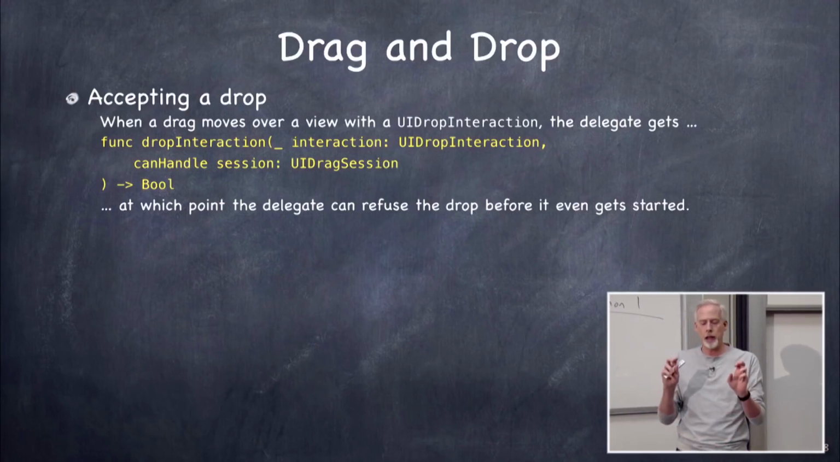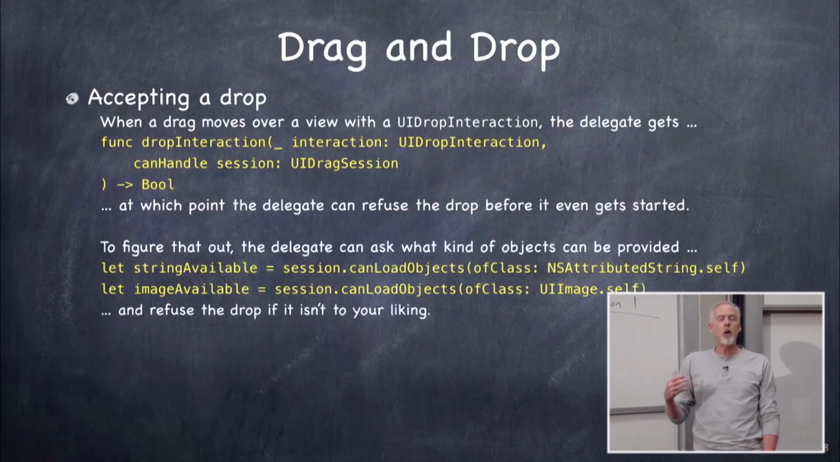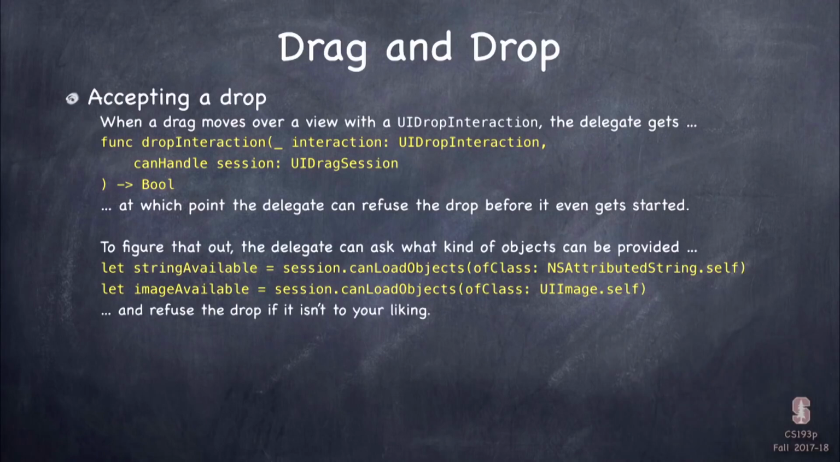So what does a drag like that mean? Well, you have to look at this session that it passed you there, that UIDragSession, and you're usually only going to call one method in there, which is canLoadObjects(ofClass:). You're going to ask that session, well, can you provide an NSString? If so, I'm in. Can you provide a UIImage? I'm in. Or if it can't provide the things you're interested in, then you just return false from this canHandle session, and it won't bother you anymore during this drag. Okay? So that's to get it started.